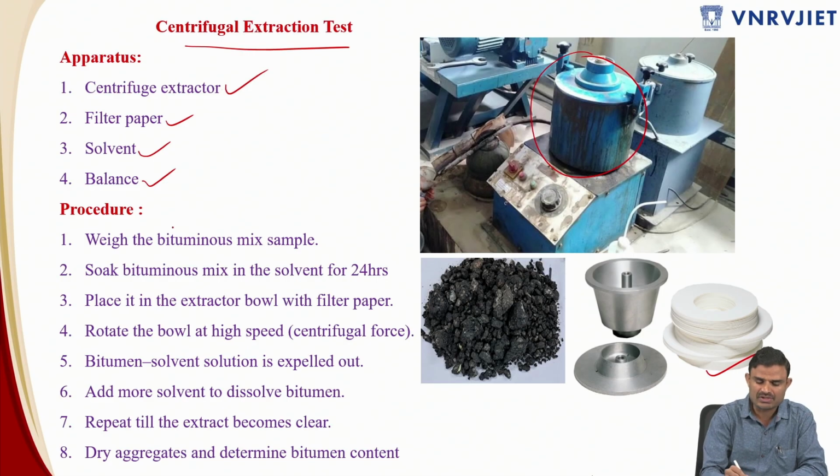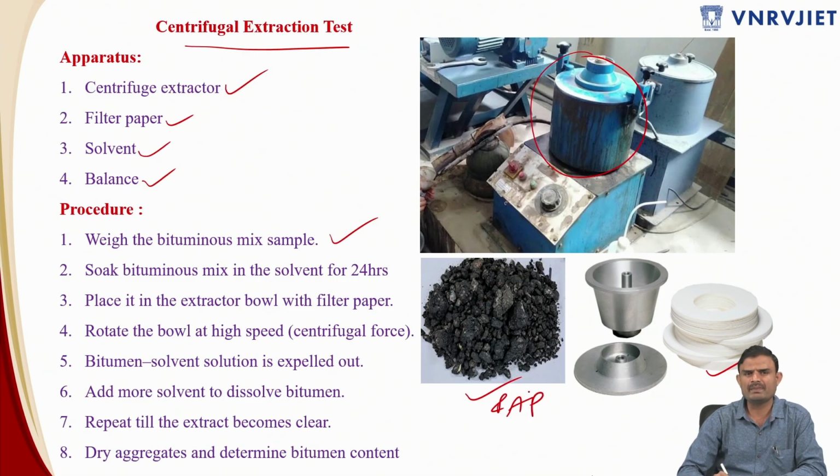The process is like this, mentioned in brief. First, weigh the amount of bituminous mix sample. You have to get the bituminous mix on which you are supposed to conduct the bitumen extraction test. I have a sample obtained from the field after the service life of the pavement, which we basically call RAP. I want to find out the bitumen content in this RAP mixture. Then you have to soak this bituminous mixture in the solvent for 24 hours. You can take this RAP mixture or any bituminous mixture which is immediately laid in the field. It can be done on any kind of bituminous mixture. It needs to be soaked for 24 hours in the solvent, so that the binder is completely dissolved in that solvent.